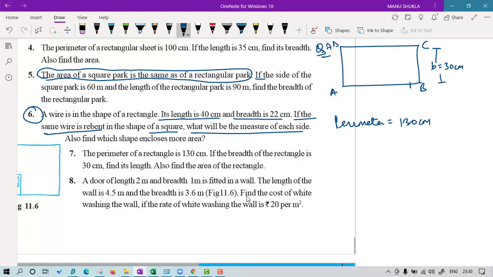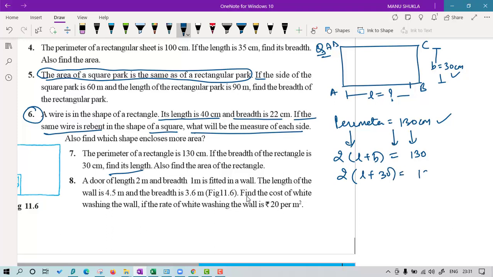Okay, it's very simple. Perimeter is given to you, breadth is given to you. Can't you find the length? It's very simple. Write the formula of perimeter, twice (L plus B), then you have equal to sign, then you have 130. So put the value: length is L only, B is 30 given to you, and this is 130. In your equation only one variable is there, you can easily find the value.